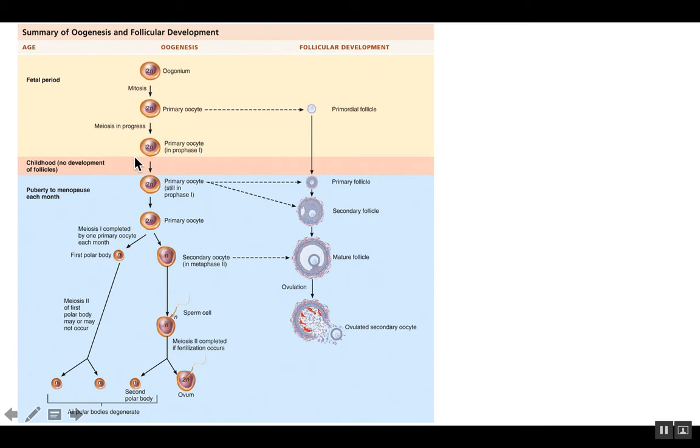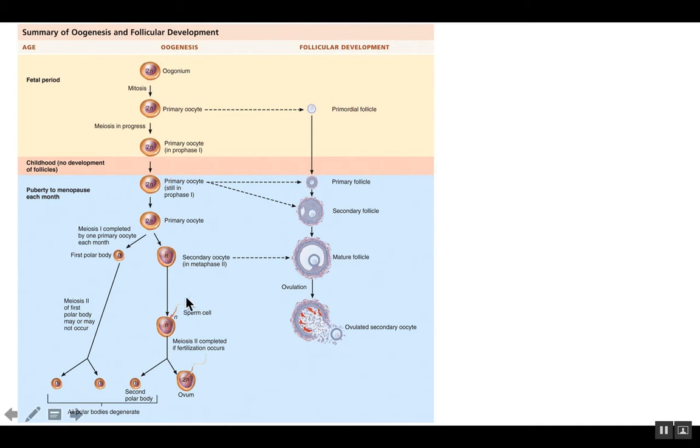Then that girl is born, and during childhood, nothing really occurs. Meiosis is in a kind of a holding stage, and you're still just loaded with primordial follicles. Then puberty occurs. And when puberty occurs, you're going to get gonadotropin releasing hormone, follicle stimulating hormone, hence this starts to progress, and luteinizing hormone. So then meiosis can finish or start to complete, not in all the follicles, just in the more mature follicles.